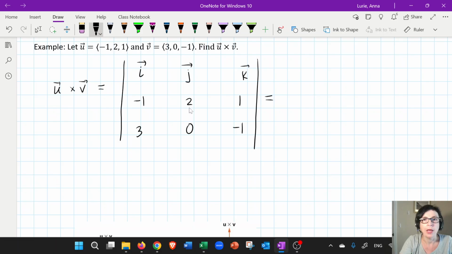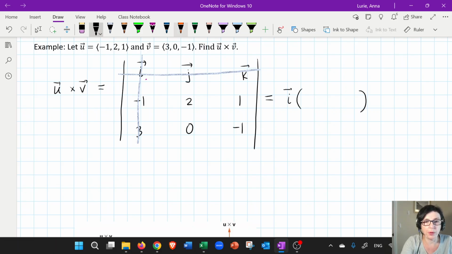What we're doing is something called expansion over the first row. So the way determinants work in the 3 by 3 world, you take the first element of the first row, the I, and then you cross out the row and the column where it is. So we're going to cross out the first column and the first row. And so we take the I and multiply it by the determinant that remains. Now, what is the determinant of 2, 1, 0, -1?